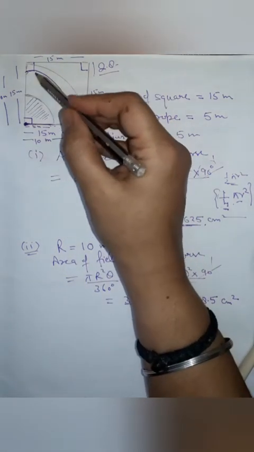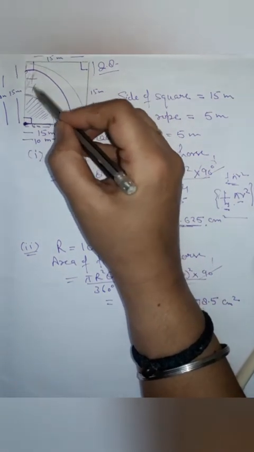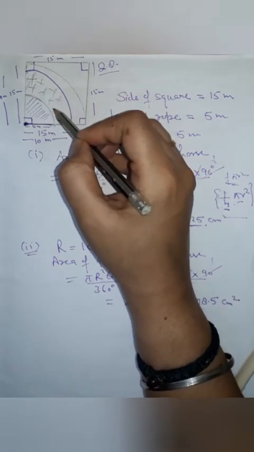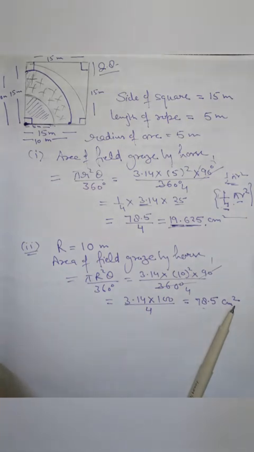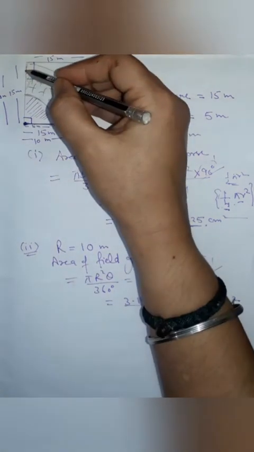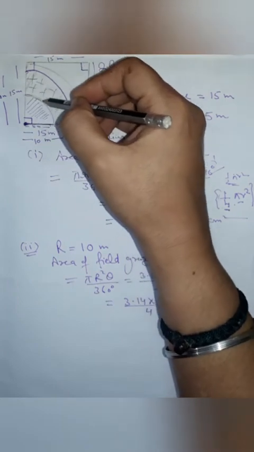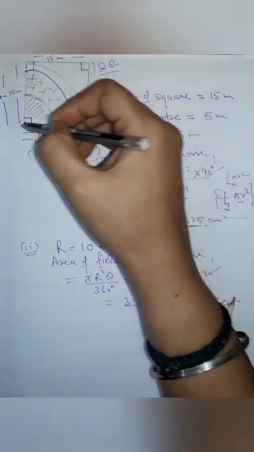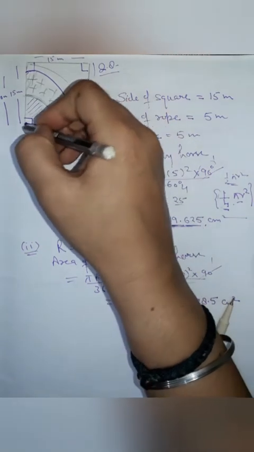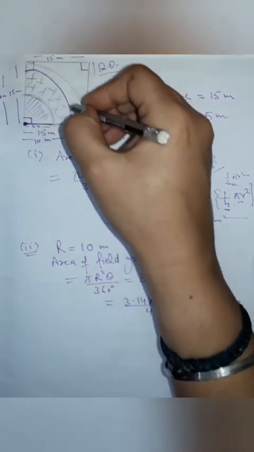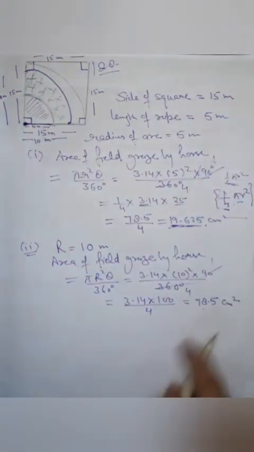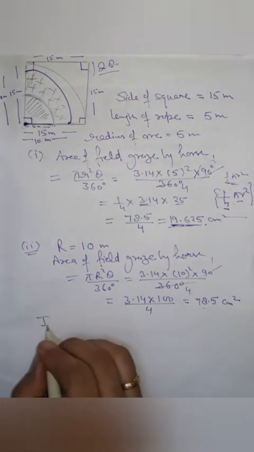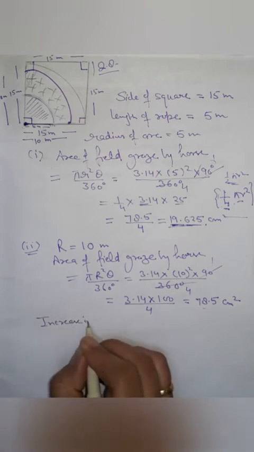You can see now up to this area, this area also can be grazed by the horse. We have to find the increase in grazed area. How can we find the increase in grazed area? By subtracting the area grazed in the condition of 5 meter long rope from the area grazed in the condition of 10 meter long rope.